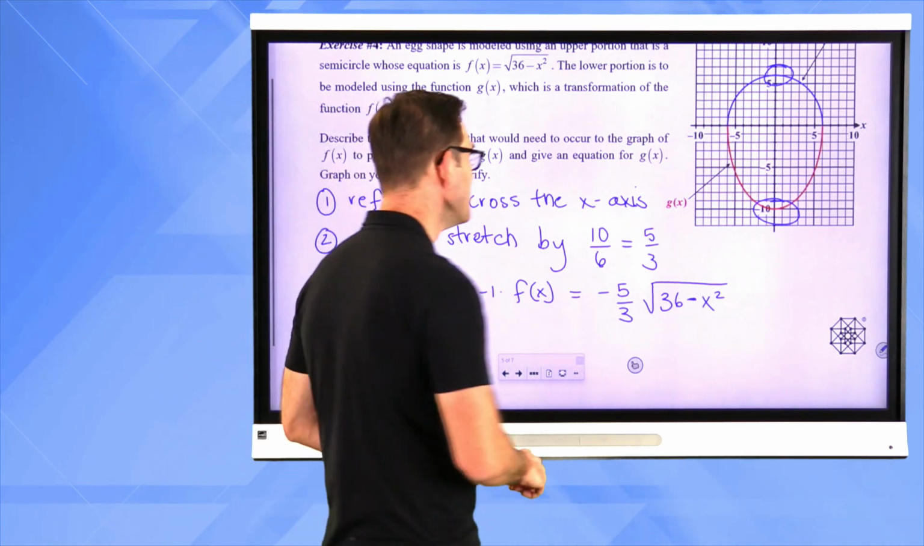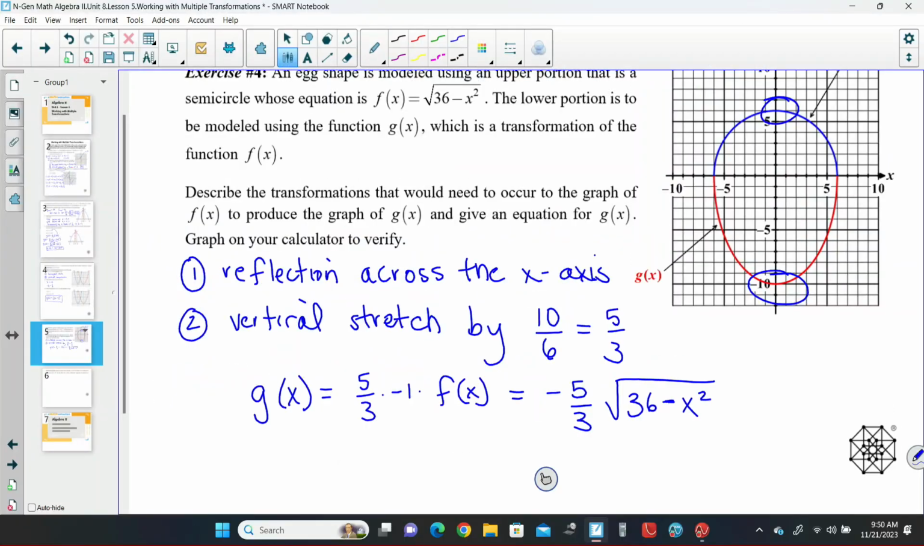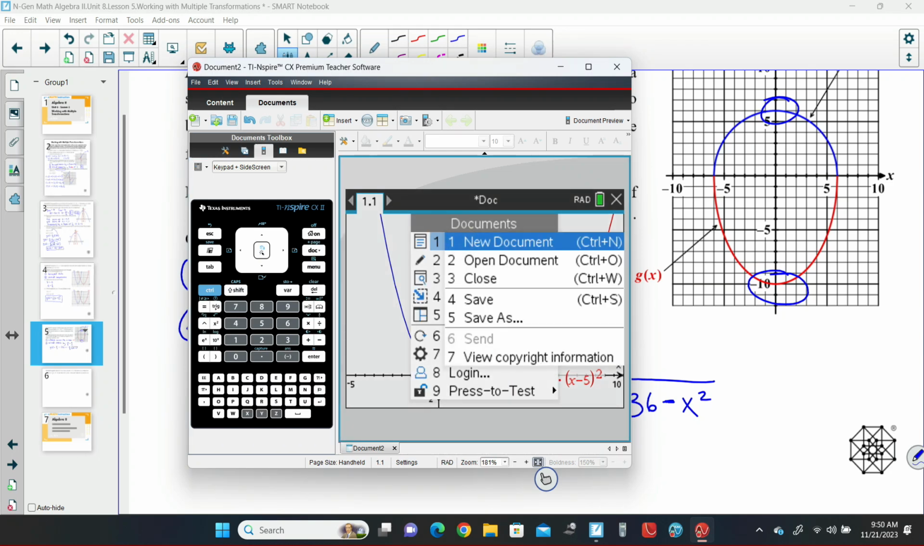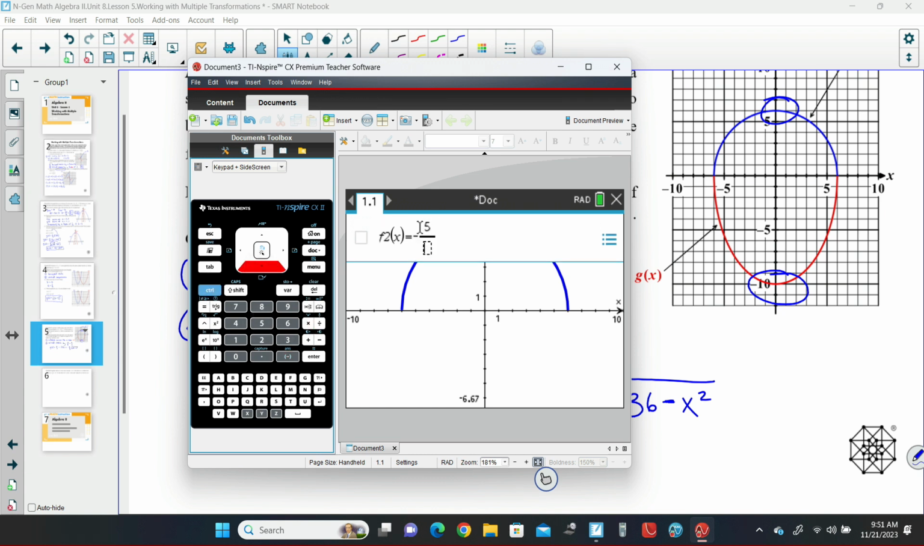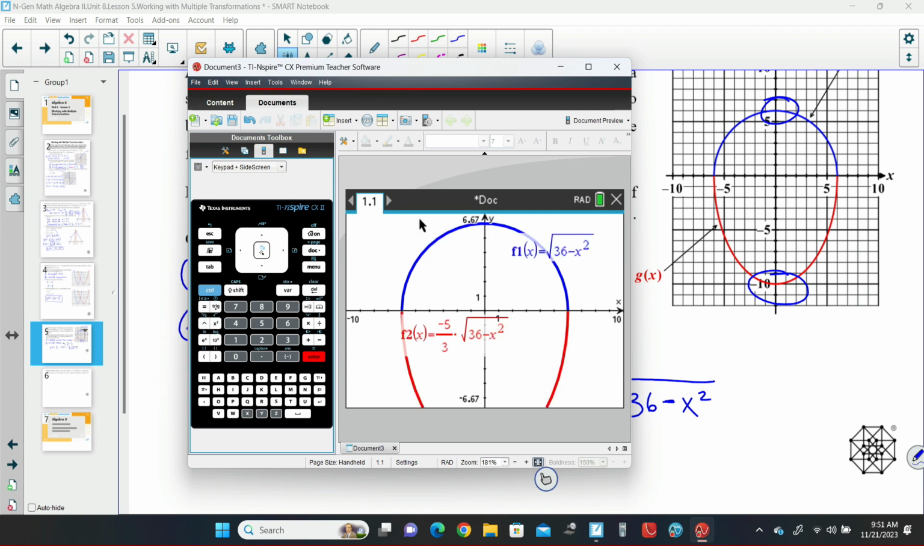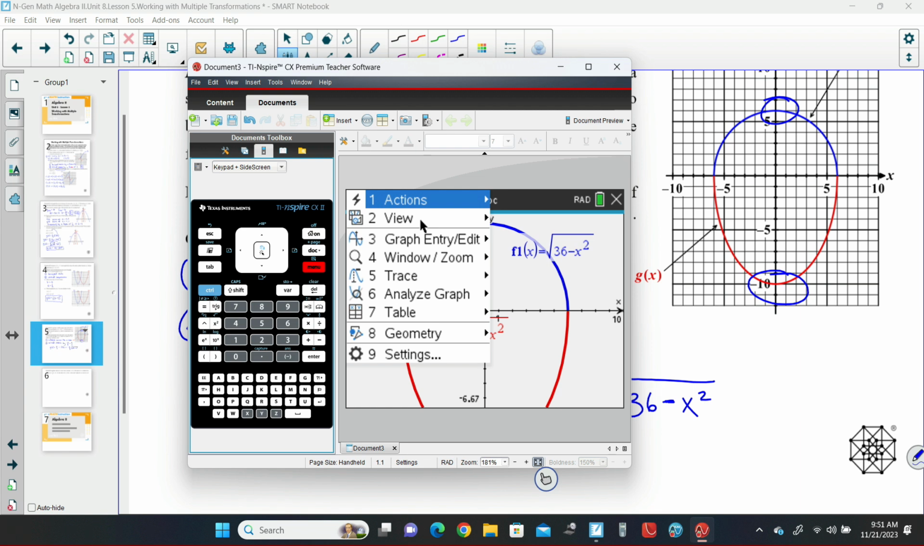Let's take a look at our egg shape. Let me bail out of here, and yet again, I'm going to open up a brand new document. I'm going to add a graph. Might as well put in that first semicircle, which is, I'm sorry, not 16, but 36 minus x squared. That's kind of cool. We'll get the window in just a second. Now I can put in -5/3 times the square root of 36 minus x squared. There's that one. Looks like I'm going -10 to 10.